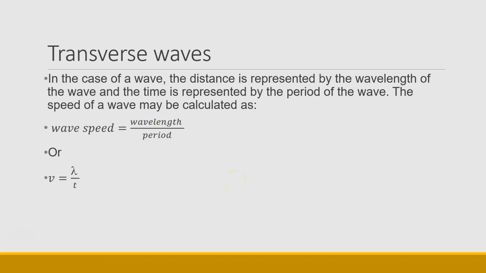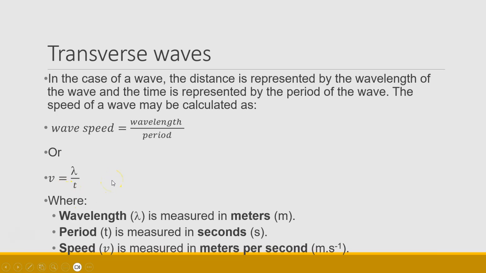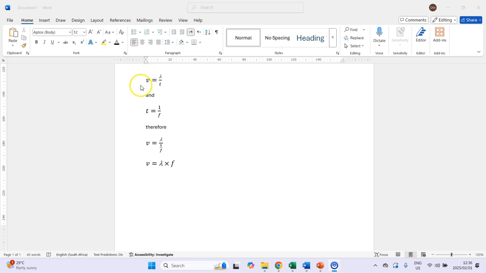We may represent it as the symbol V for wave speed is equal to wavelength represented by lambda divided by the period, which is represented by time t. So the wavelength is measured in meters, the period is measured in seconds, and speed is measured in meters per second. So wave speed is the wavelength divided by the period.